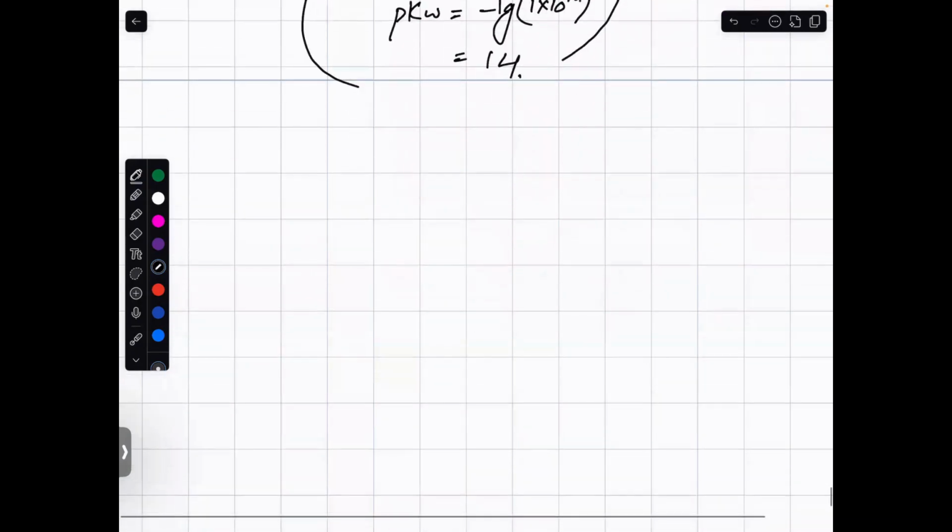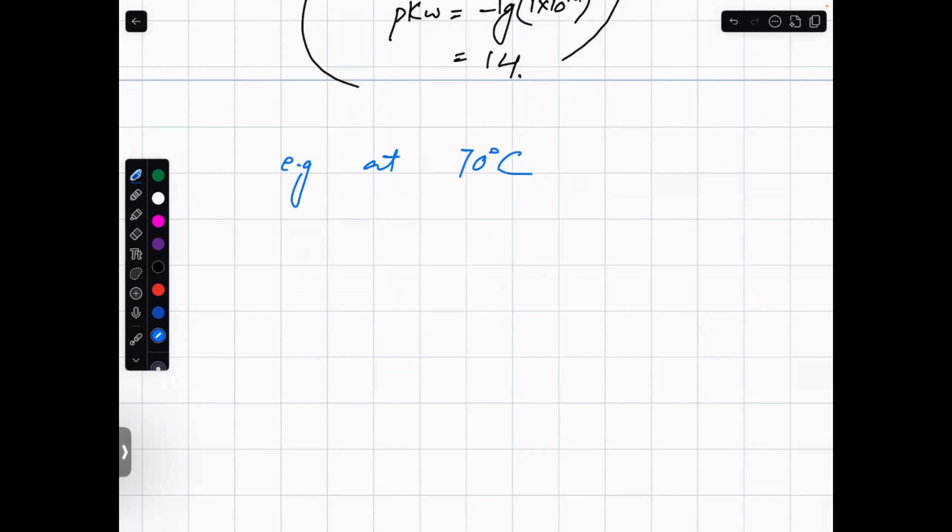What I told you, suppose, for example, at 70 degrees Celsius, the Kw of water is 1 into 10 power minus 12, for example. What is the pH? How you can find pH of water?